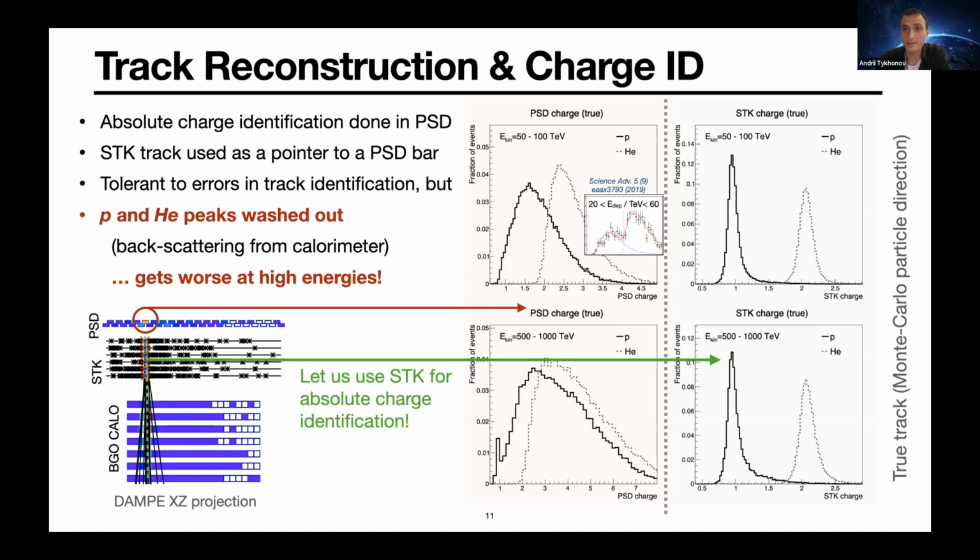On the other hand, you could do the job of absolute charge identification directly in the tracker because your silicon also measures dE/dx, so you can measure absolute charge there. And on the plots on the right, you see that you can do it much better than with the plastic scintillator. However, there is one trick in this plot. Here we use the true particle direction. So this is not a reconstructed track, this is a true direction. So assuming that we can perfectly reconstruct the track, we can have a perfect proton and helium signal.